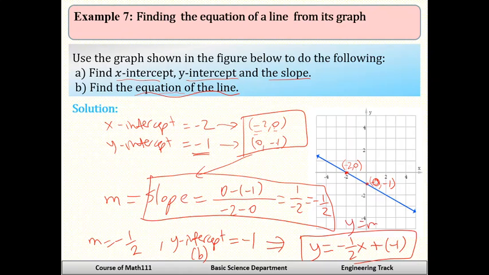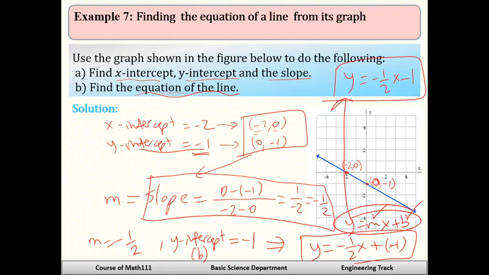You remember this is y equal to mx plus b, slope-intercept form. When m is given, I mean we found it, and the y-intercept we already know from the graph, the equation will be y equal to minus 1 over 2x minus 1. You can write it this way. So here it will be plus minus, it will be minus. So it's the equation.